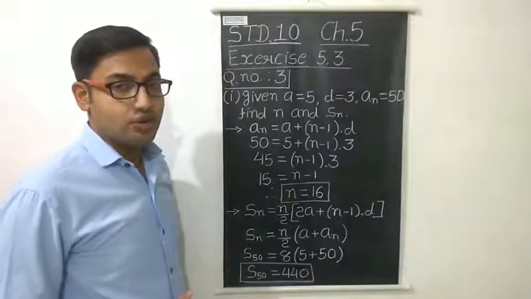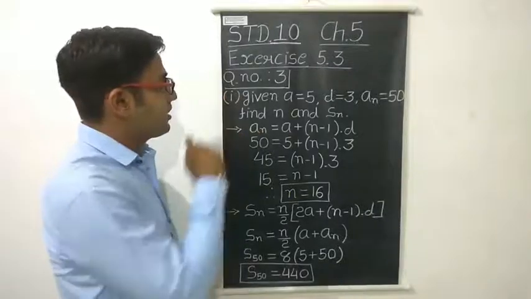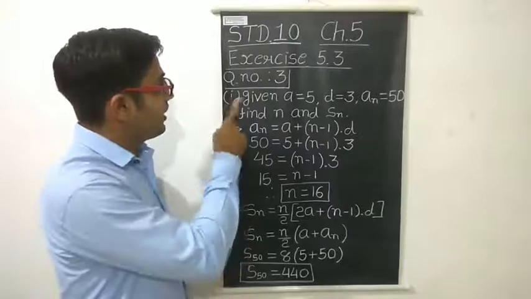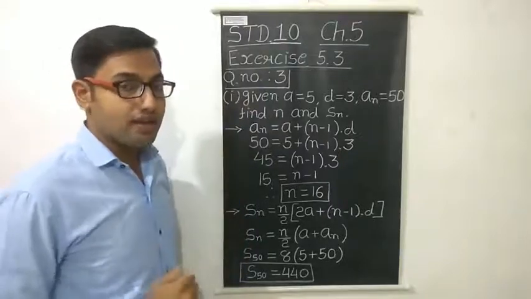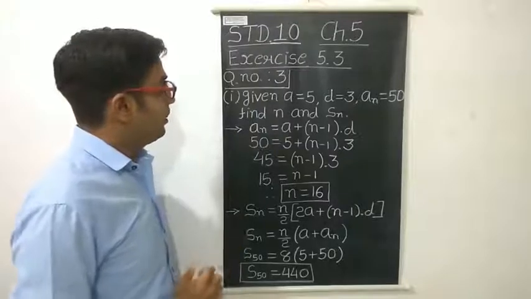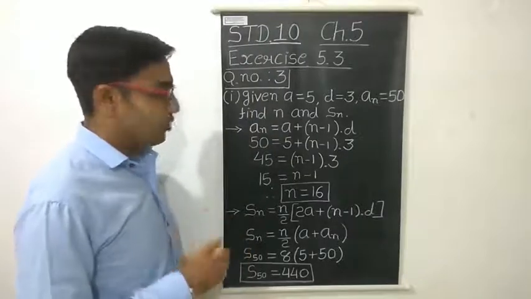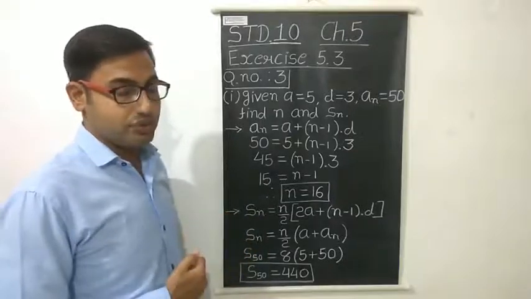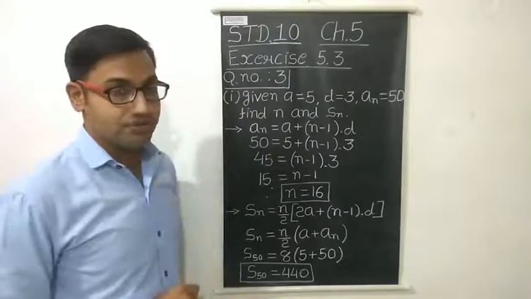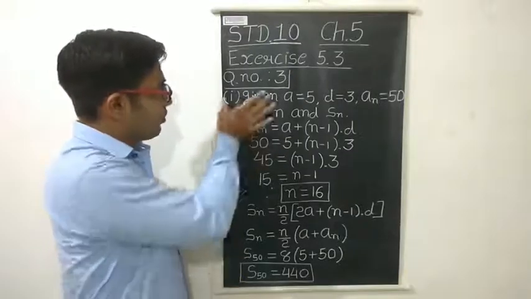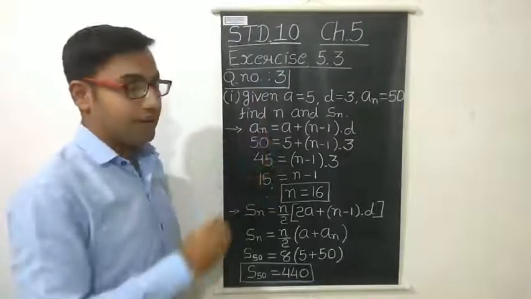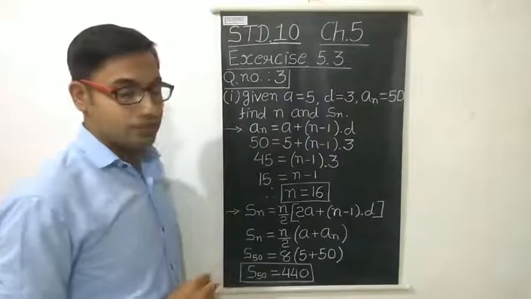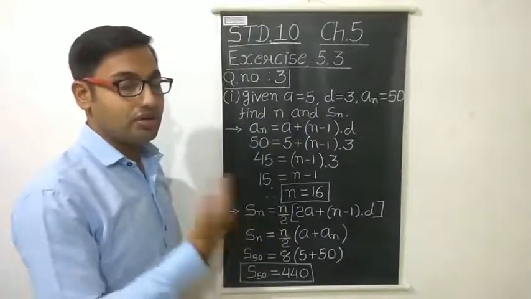Hello students, today we will study Exercise 5.3, question number 3. This is from Standard 10, Chapter 5, Arithmetic Progressions. In this question there are some sub-questions. We will study the first sub-question, and all the sub-questions of question number 3 are of the same type, in which some values are given and we have to find some other values.